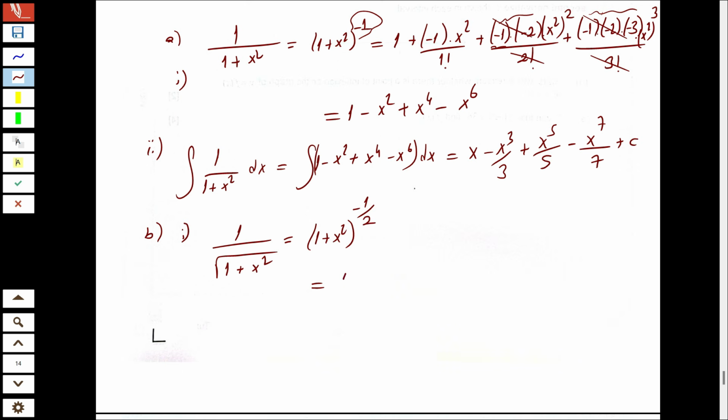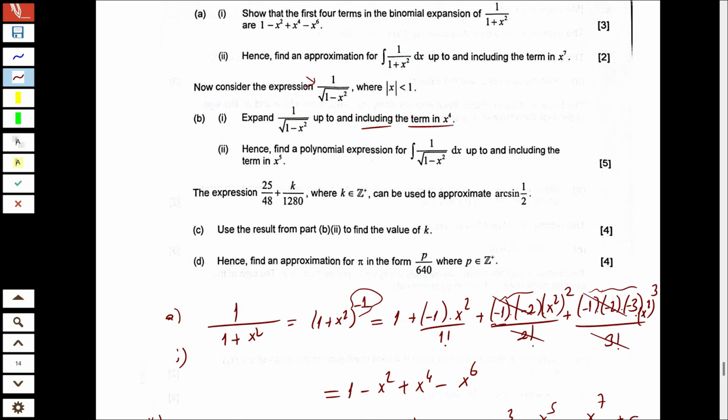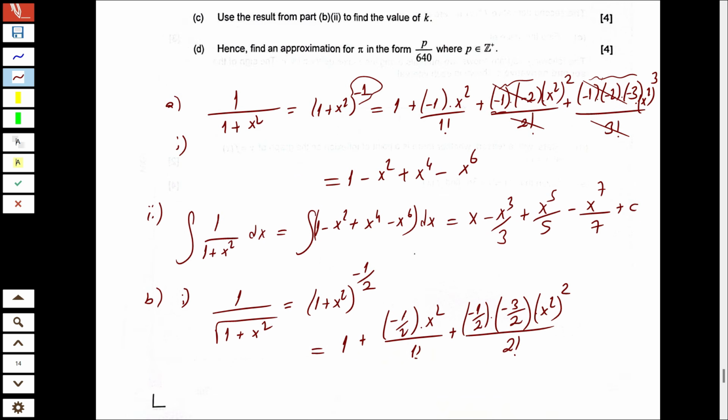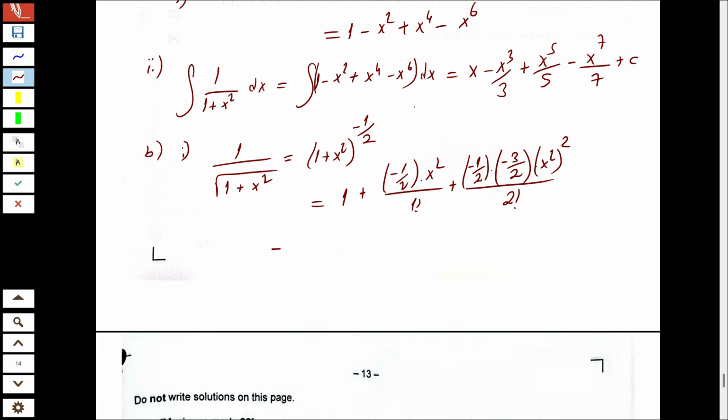So how are we going to write the binomial expansion of this expression? The same idea, 1 plus minus 1 over 2 times x squared divided by 1 factorial, and then 1 minus 2, I'm decreasing by 1. It's going to be minus 3 over 2, right? Times x squared to the power of 2 divided by 2 factorial. And it says that including the term in x to the power of 4, so I just stop it.